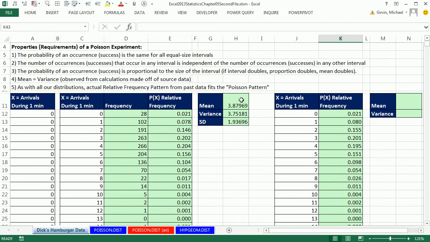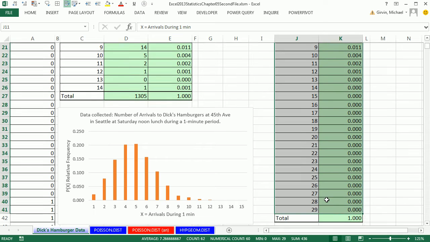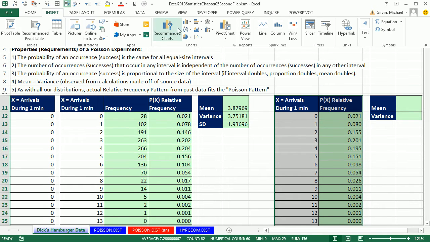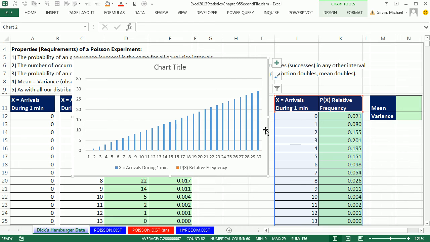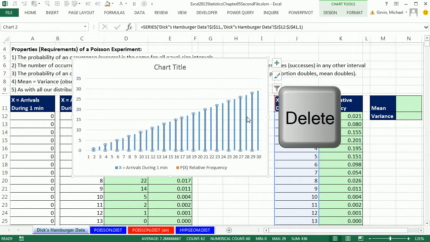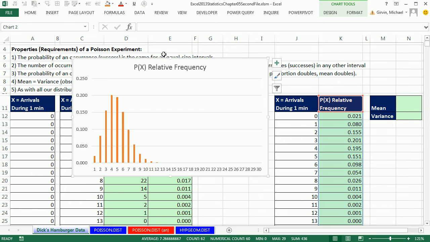So we had one input, our mean. We can go ahead and calculate this. Now let's plot this. I'm going to highlight all the way down to the bottom. Insert, column, column. And just like with our binomial, it's picking up the random variable 0 as one of the column heights, and it needs to be down here in the horizontal axis. So I'm going to click on the columns, delete. And there it is.